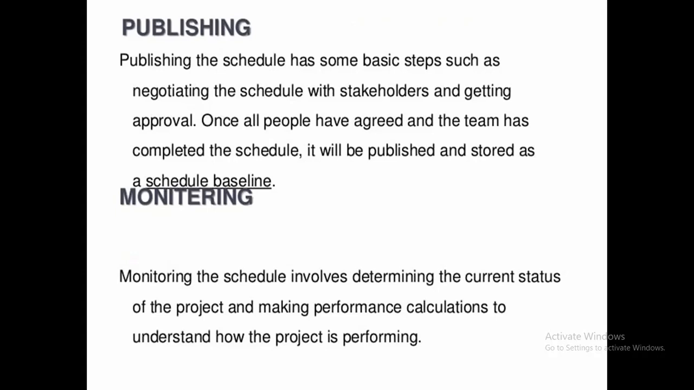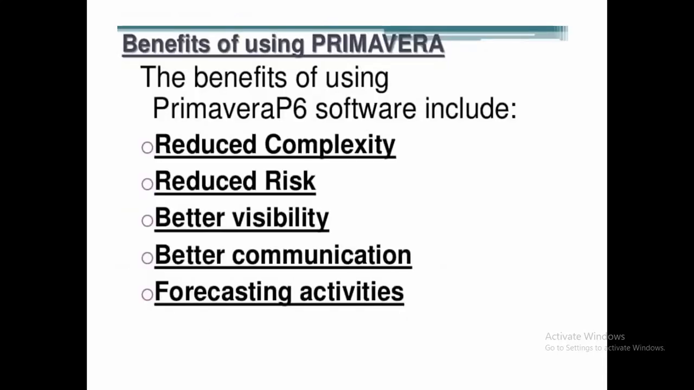Monitoring the schedule involves determining the current status of the project and making performance calculations to understand how the project is performing. These are the three main parts of scheduling: defining, publishing, and monitoring. Now, the benefits of using Primavera. Primavera is the best software for project management, so let's look at the benefits of using Primavera P6.